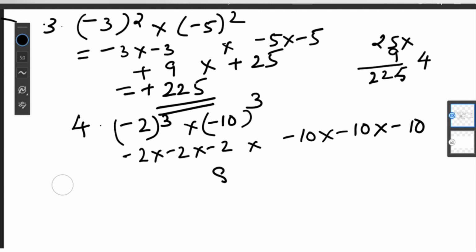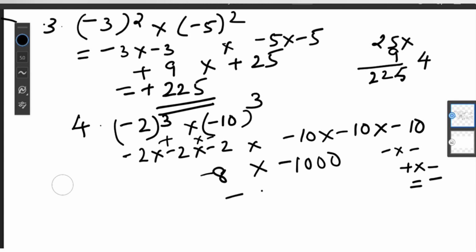So first we can write the answer. 2 into 2, 4. 4 into 2, 8. Minus into minus, positive. Into minus, negative. Then 10 into 10, 100. 100 into 10, 1000. Minus into minus, positive. Again a minus is being multiplied, what will we get? Negative. Here also a negative. Minus 8 into minus 1000, that is minus 8000. So our answer is minus 8000.